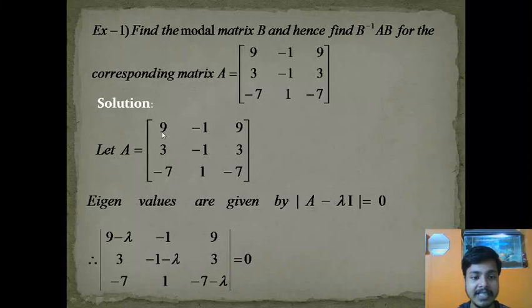What is the trace? 9 minus 1 minus 7. So 9 minus 8 is 1. The trace is 1. Next we have to find the sum of the minors of the diagonal elements. How many diagonal elements are there? 1, 2, 3. Three diagonal elements. To find the minor of a diagonal element, you just remove its row and its column and take the determinant of the remaining elements. Likewise, to get the minor of the next diagonal element, delete its row and column and take the determinant of the remaining elements, and likewise for the last.